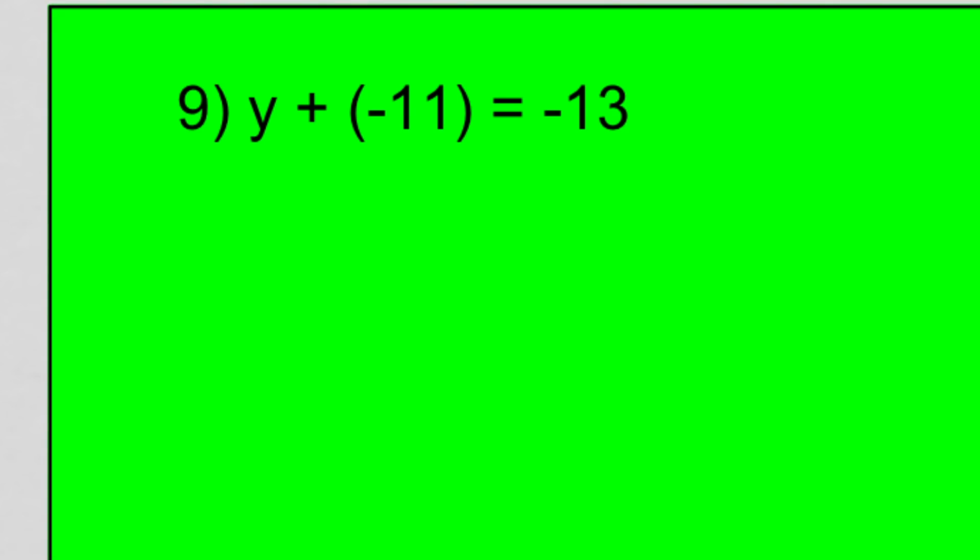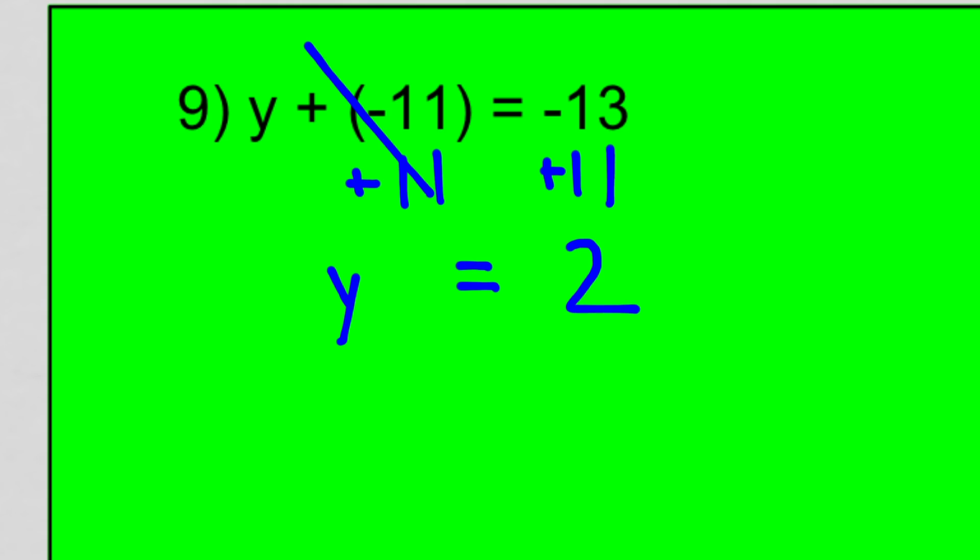Okay, the last couple of questions. Let's get a bit trickier here. Y plus negative 11 equals negative 13. Well, plus negative 11. I want to make the y by itself. Well, how do I make negative 11 turn into 0? Plus 11. And I got to do that on both sides. Well, this goes away, and I'm left with y equals 13 negatives and 11 positives. The signs are different, so I subtract. And the answer is y equals negative 2.